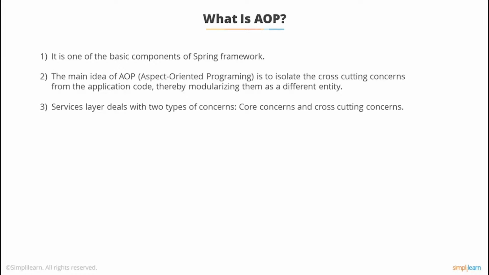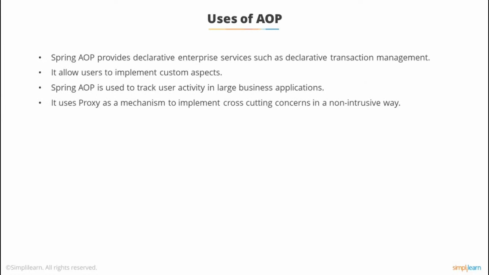AOP is one of the basic components of Spring Framework, and the main idea of AOP is to isolate the cross-cutting concerns from the application code, thereby modularizing them as a different entity. The service layer deals with two types of concerns, core concerns and cross-cutting concerns. Spring AOP provides declarative enterprise services such as declarative transaction management. It allows users to implement custom aspects. Spring AOP is used to track user activity in large business applications. It uses proxy as a mechanism to implement cross-cutting concerns in a non-intrusive way.